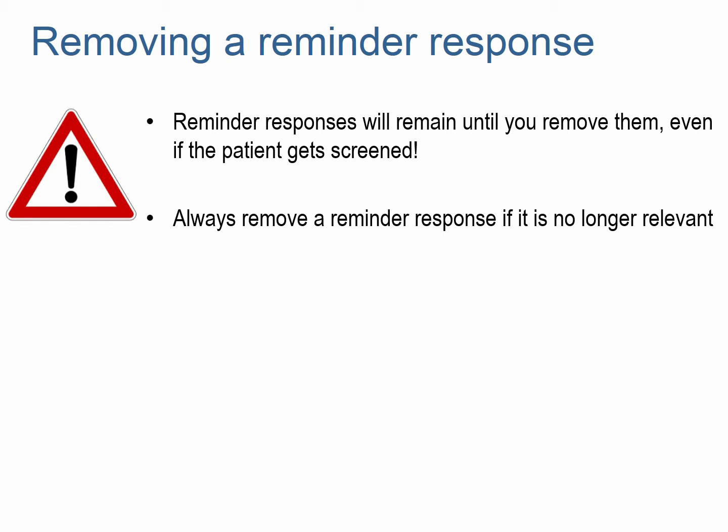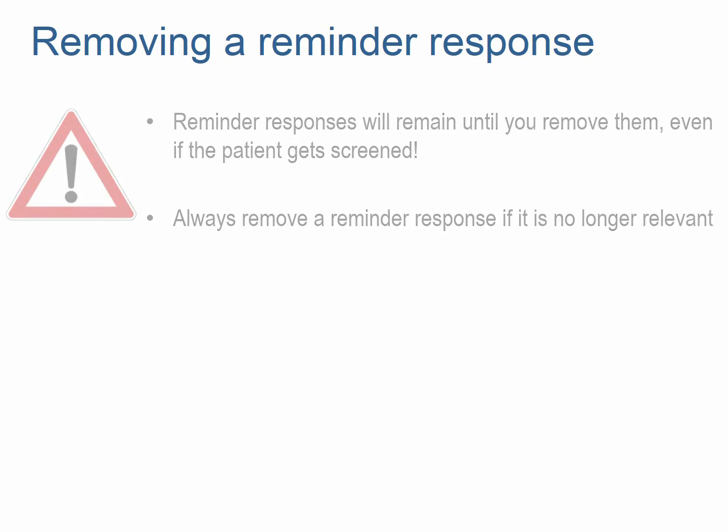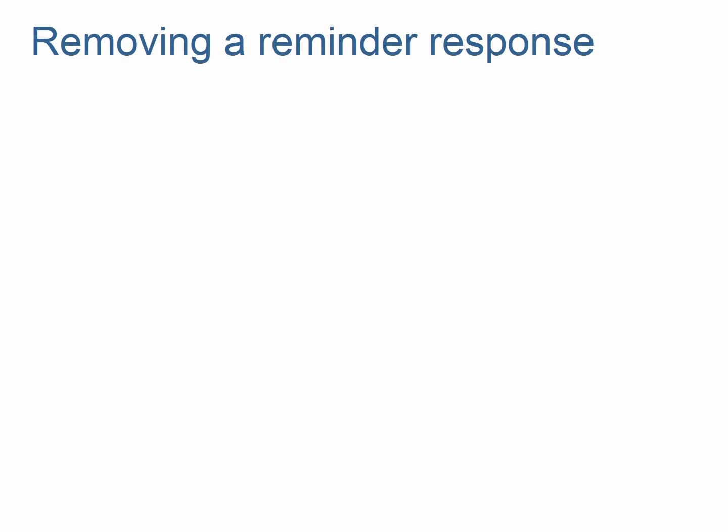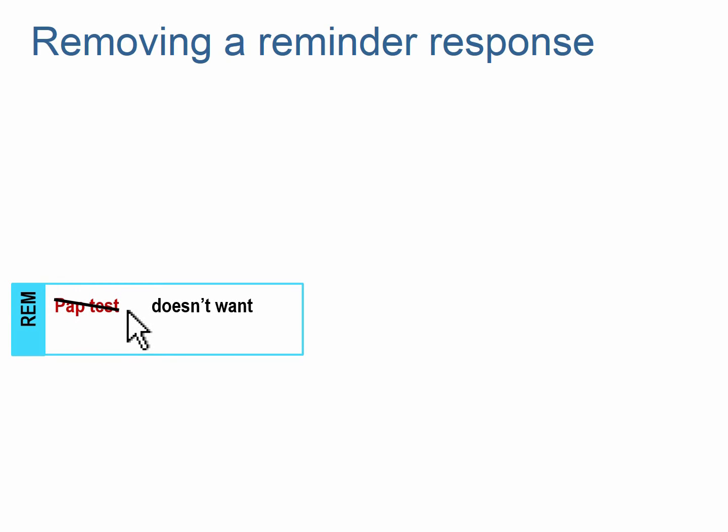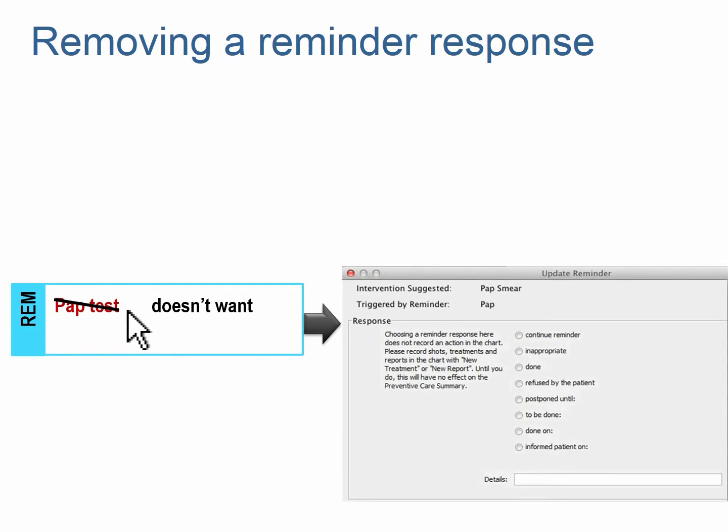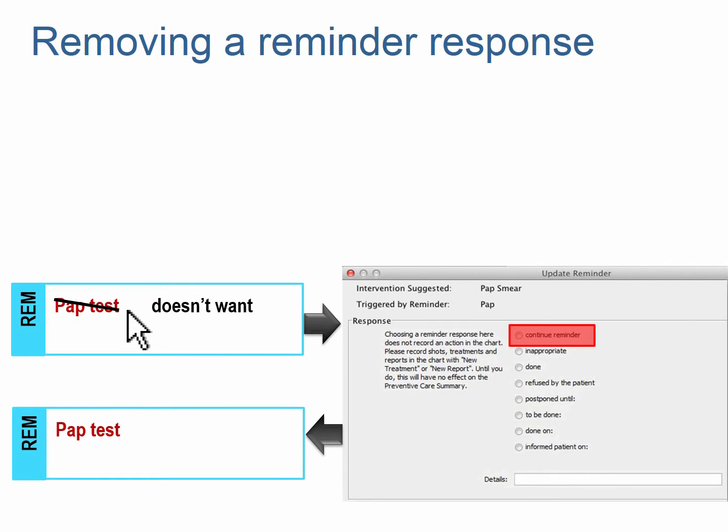That's why it's important to always remove the reminder response if it is no longer relevant. To remove the response, open the Update Reminder window by double-clicking the reminder action. Choose the first option, Continue Reminder, and then click OK. The reminder response will return to normal.